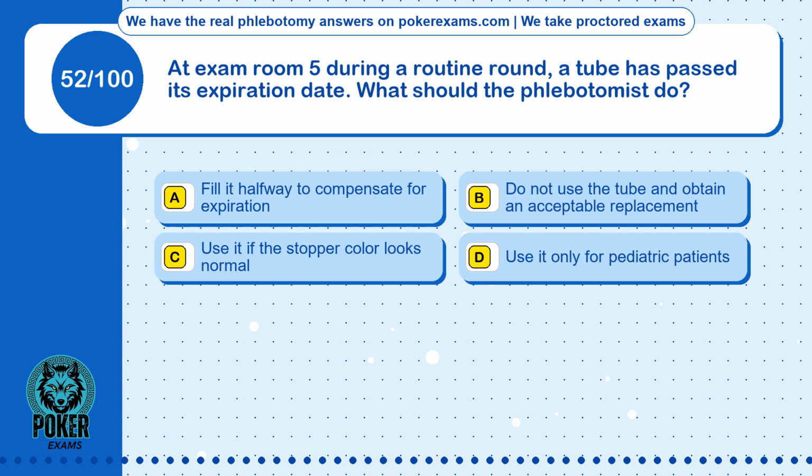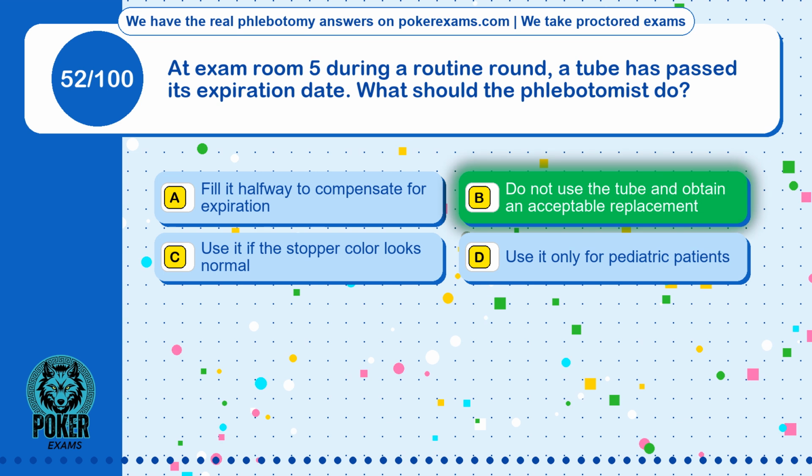Question 52. At exam room 5 during a routine round, a tube has passed its expiration date. What should the phlebotomist do? Option A, fill it halfway to compensate for expiration. Option B, do not use the tube and obtain an acceptable replacement. Option C, use it if the stopper color looks normal. Option D, use it only for pediatric patients.